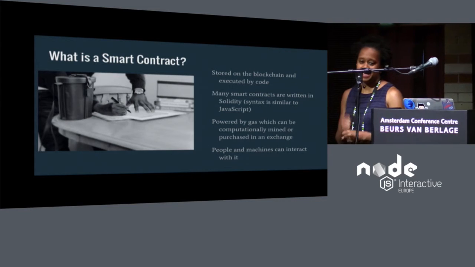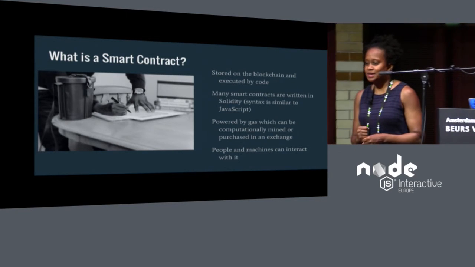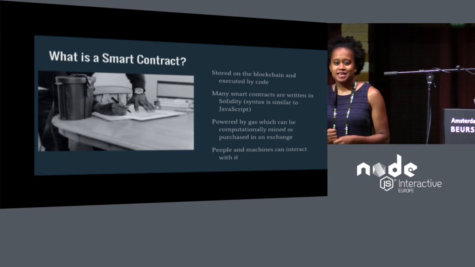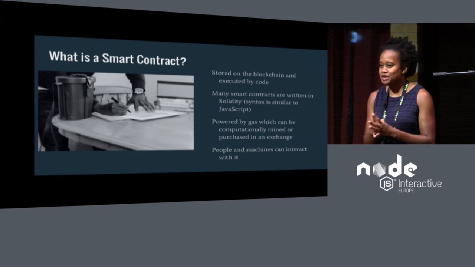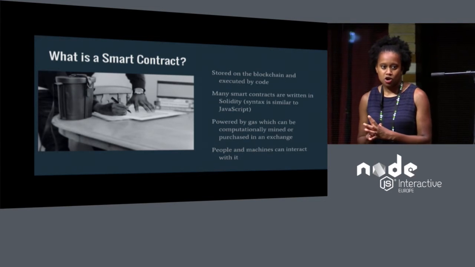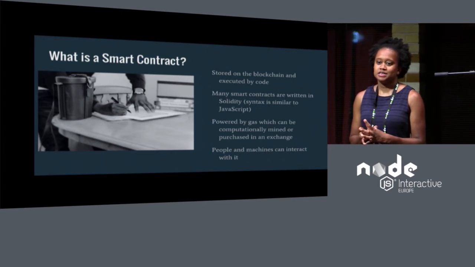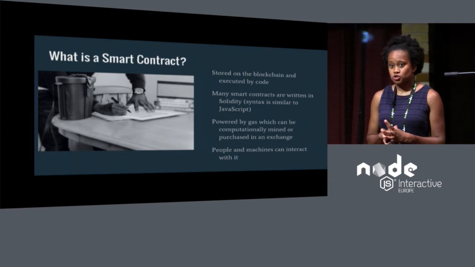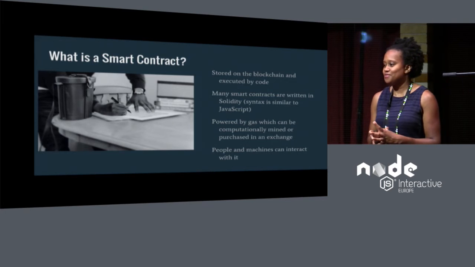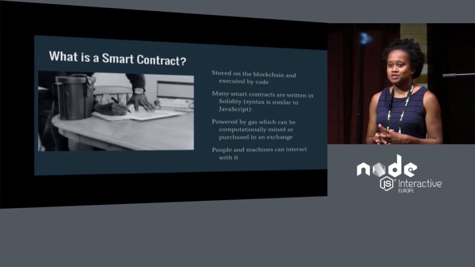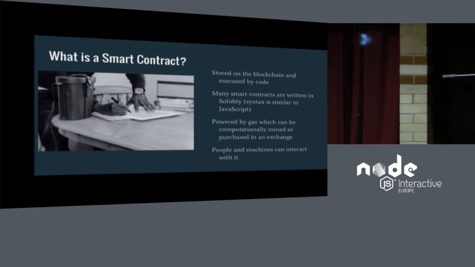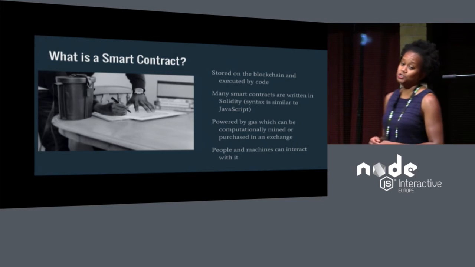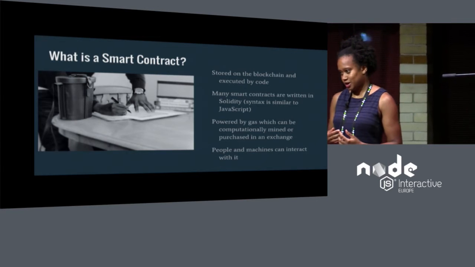It is powered by gas. This is an interesting concept because if you have a contract that is computationally expensive, you're not only paying with your resources, but you're paying with financial resources. You're paying with gas. Gas is a denomination of Ether. So there is an incentive to make your contracts not as computationally intensive so that you can spend less money on the actual compiling of your contract. And finally, people and machines can interact with your smart contract.